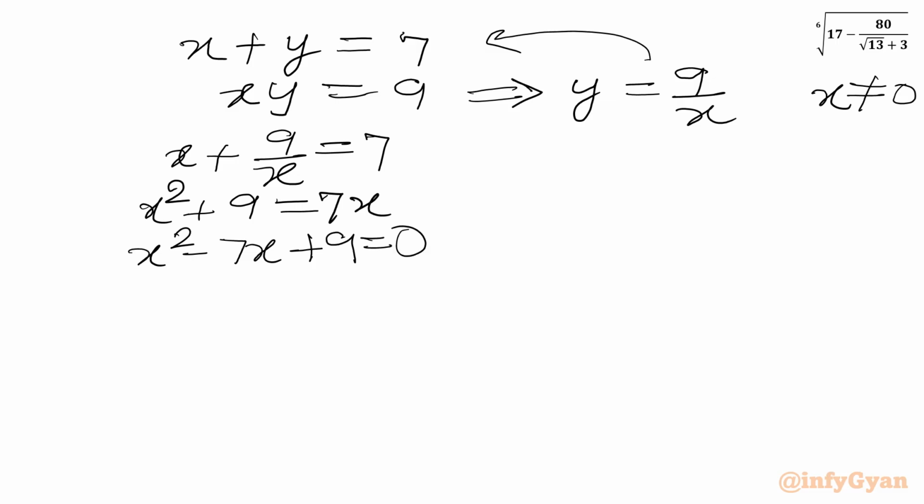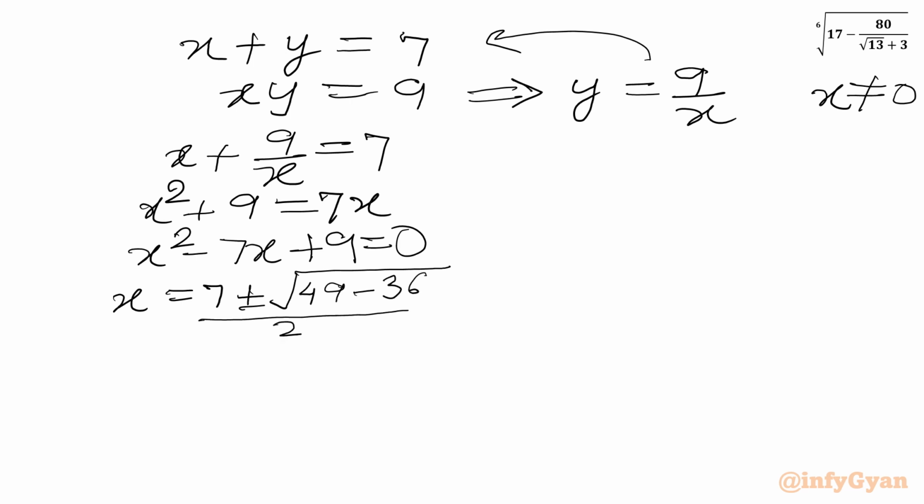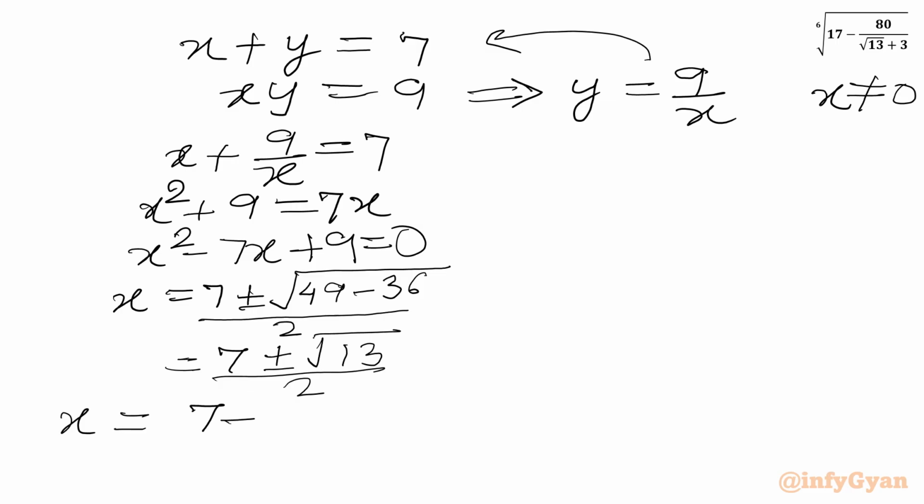Now this is one quadratic equation. We can use the quadratic formula. So I will write here x equal to minus b, so 7, plus minus square root of b square, 7 square 49, minus 4ac, 4 times 1 times 9, 36, over 2 times a, so 2 times 1. 7 plus minus square root 13 over 2. So we have two values. Let us write 7 plus root 13 over 2 and 7 minus root 13 over 2.